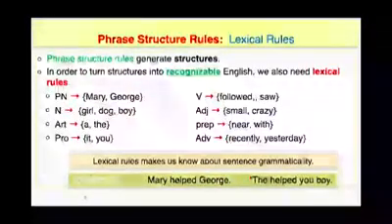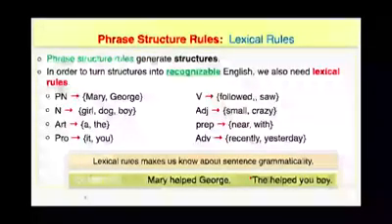Now we come here to some of the phrase structure rules. In syntax, we do not only rely on these phrase structure rules, but there are certain lexical rules that allow us to judge whether a sentence is grammatical or ungrammatical. Phrase structure rules generate structures. In order to turn structures into recognizable English, we also need lexical rules, knowledge about the meaning of the words.